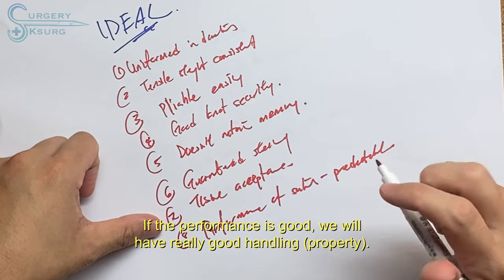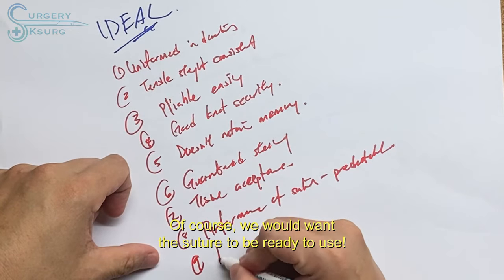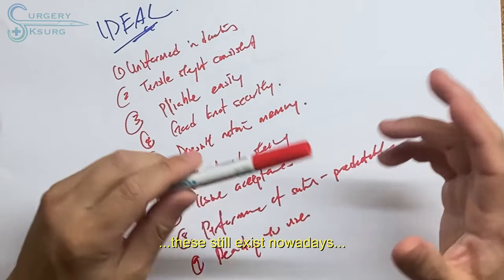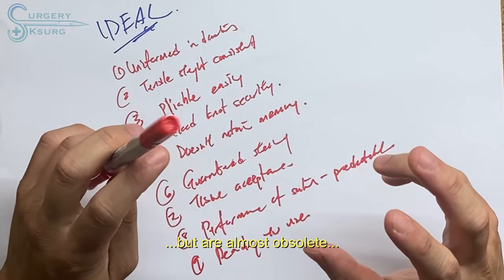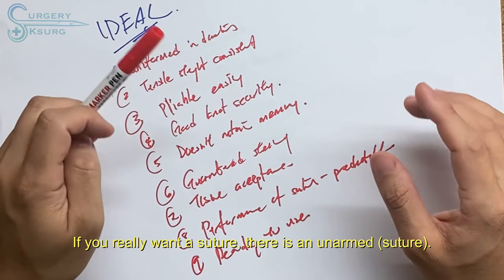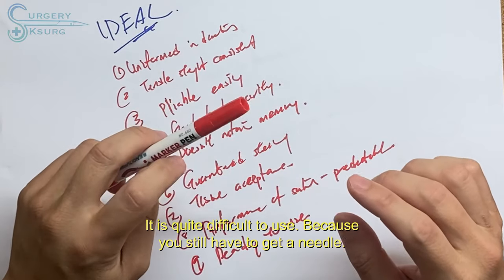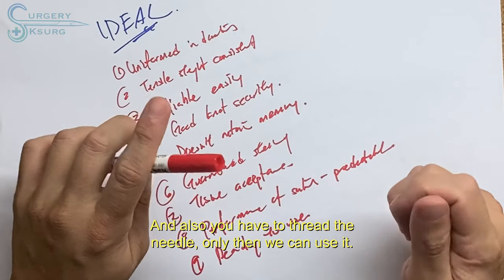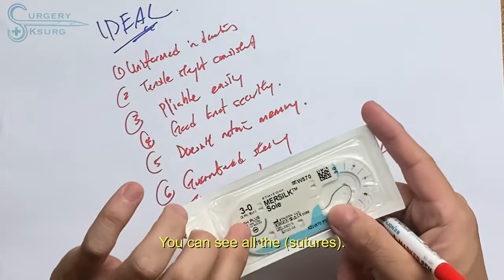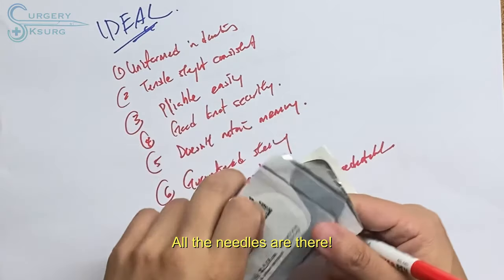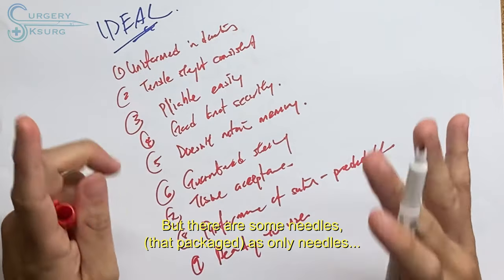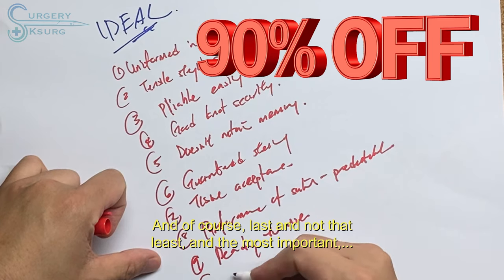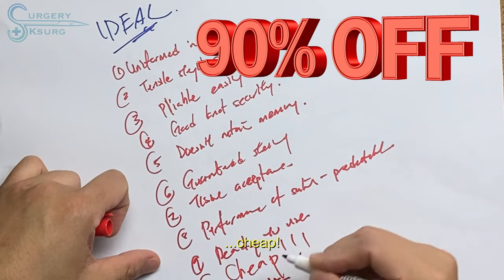And also, if the performance is good, you have very good handling. Of course, we want the suture ready to use. Back in the days, there were sutures that were unarmed. It still exists nowadays, but it is almost obsolete. If you really want a suture that is unarmed, it's quite difficult, because you still have to get the needle, thread the needle and then use it. But nowadays, all the sutures are armed. You can see all the needles are there. There are also some needles with no suture, and some sutures only, like those tie sutures. And of course, last but not least and the most important, you want the suture to be cheap.